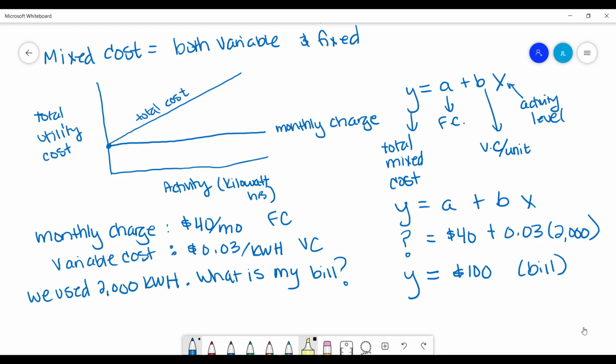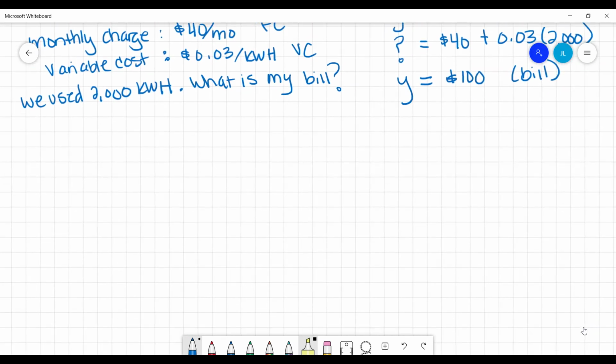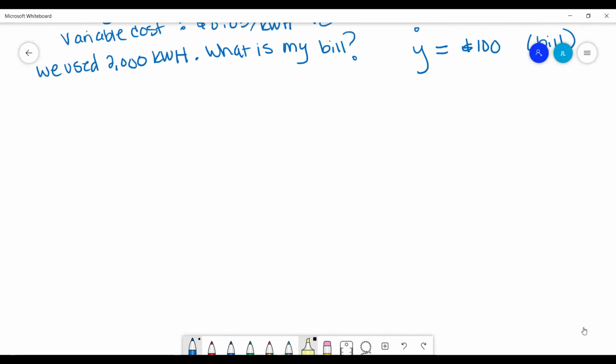But this $100 utility bill is made up of both variable and fixed elements, right? And graphically, that's what that would look like. Okay? So we're going to be using this a lot in this class, but this is the basic idea behind cost behavior. Okay, so we're going to move on to another cost classification purpose.